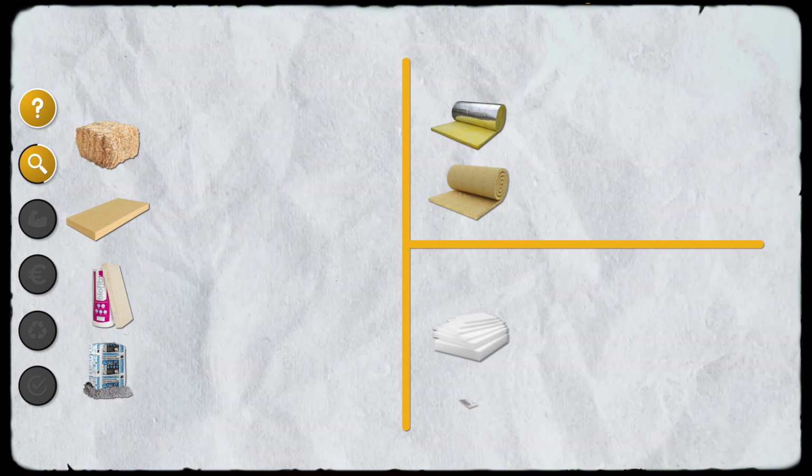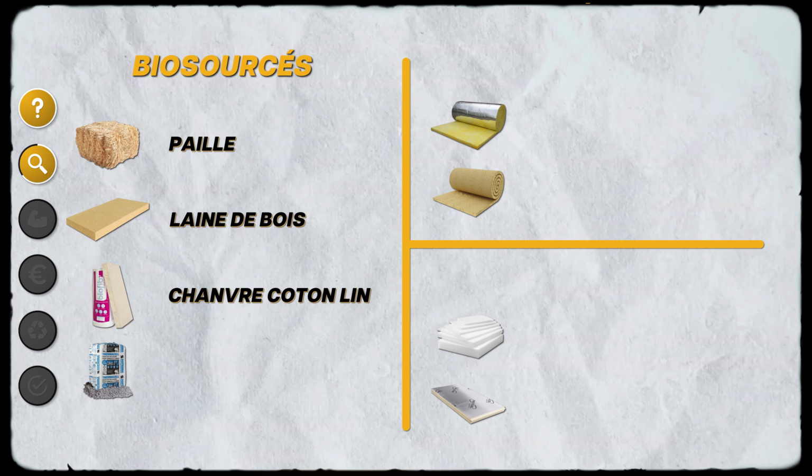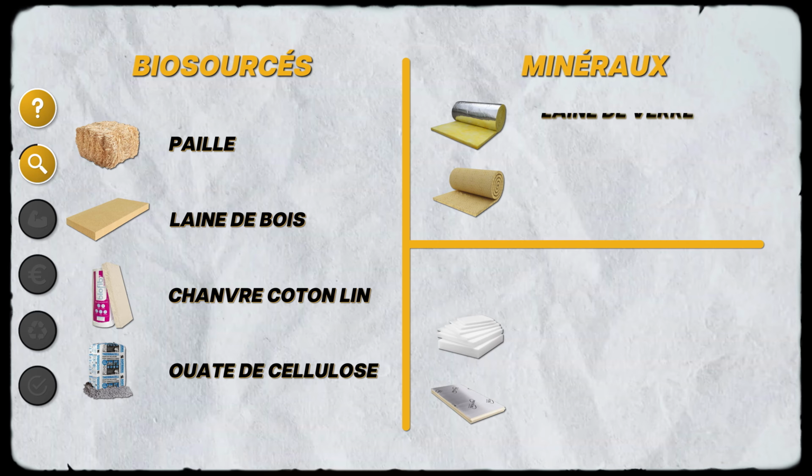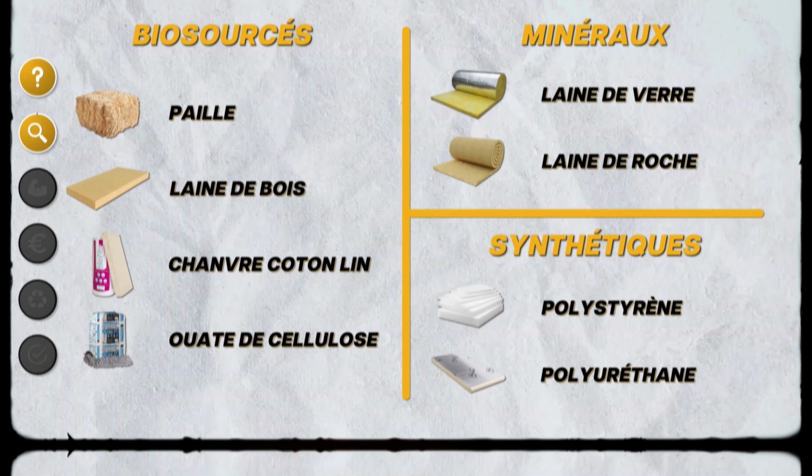There are many types of insulation, but I chose 8 of the most common. Among bio-based insulations, we find straw, wood fiber insulation, the combination of hemp, cotton, and flax, and cellulose insulation. Among mineral insulations, we have fiberglass and rock wool. And among synthetic insulations, we have polystyrene and polyurethane. Let's start by determining the most efficient insulation.